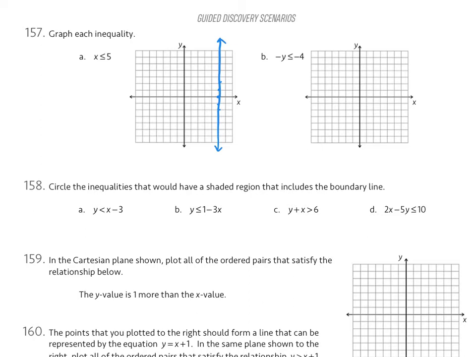X values less than 5 would be x values of 4, 3, 2, so that would be to the left of this vertical blue line. All of these points have x values that are less than 5.